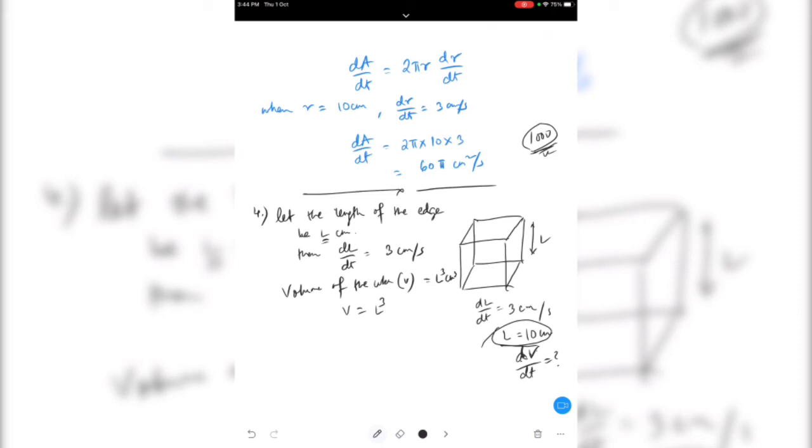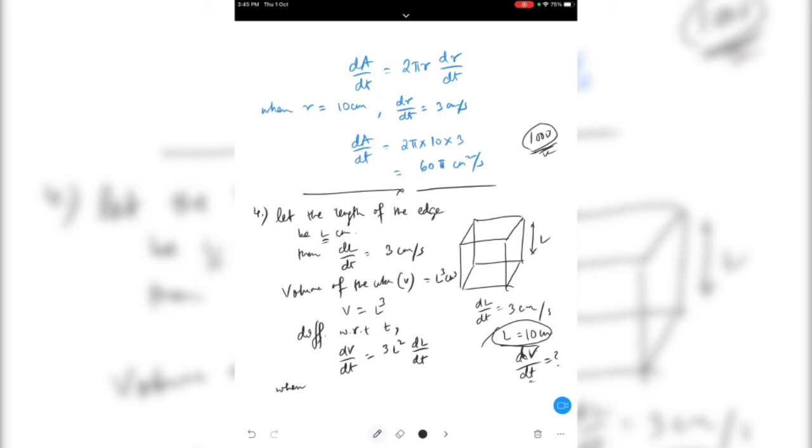Now I will differentiate. Now it's very easy. I have to differentiate with respect to time. So differentiating with respect to time, what do you get? This one becomes dV/dt. And differentiation of L cube becomes 3L square dL/dt. I hope everybody knows. Yes or no?